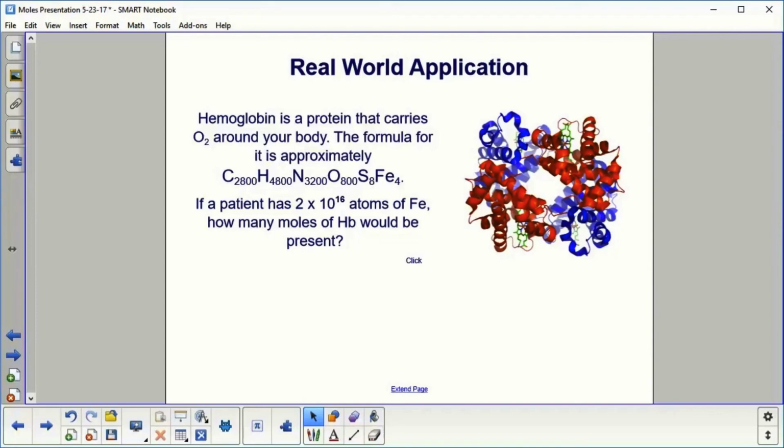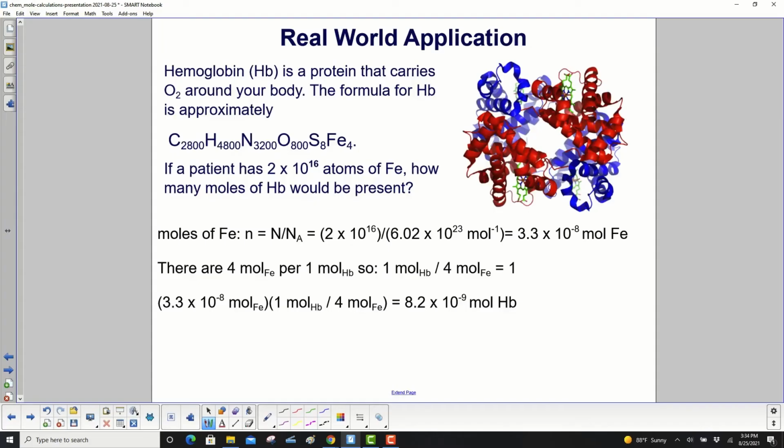If a patient has 2 times 10 to the 16th atoms of iron, how many moles of hemoglobin would be present? Hemoglobin, which is abbreviated Hb, is a protein that carries oxygen around your body. The formula for hemoglobin is approximately this: C, H, N, O, sulfur, iron, and a whole bunch of atoms. So if a patient has 2 times 10 to the 16th atoms of iron, how many moles of hemoglobin would be present? So first let's find how many moles of iron we have.